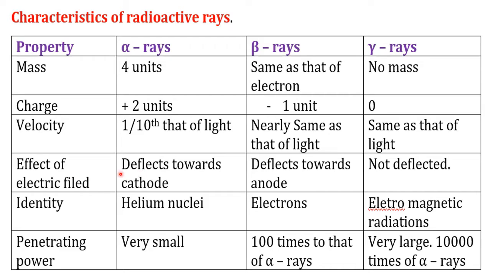Effect of electric field. Alpha rays deflect towards the cathode, indicating that they carry positive charge, whereas beta rays deflect towards the anode, and gamma radiation, because it does not have any charge, passes undeviated. Identity. Each alpha particle is considered as a nucleus of a helium atom, each beta particle is nothing but an electron, and gamma rays are electromagnetic radiations. Penetrating power: for alpha rays it is very small in air, for beta radiation it is 100 times that of alpha rays, and for gamma radiation it is very large, 10,000 times that of alpha rays.